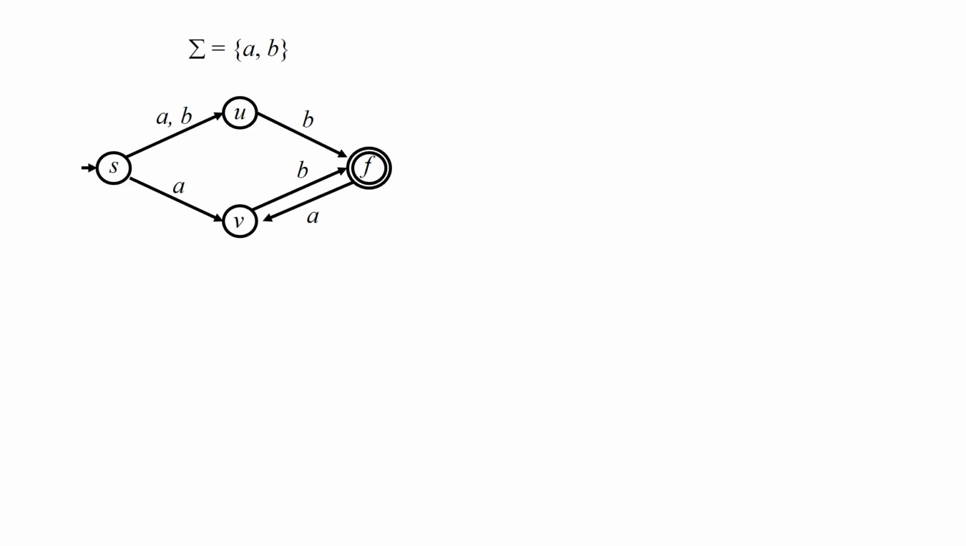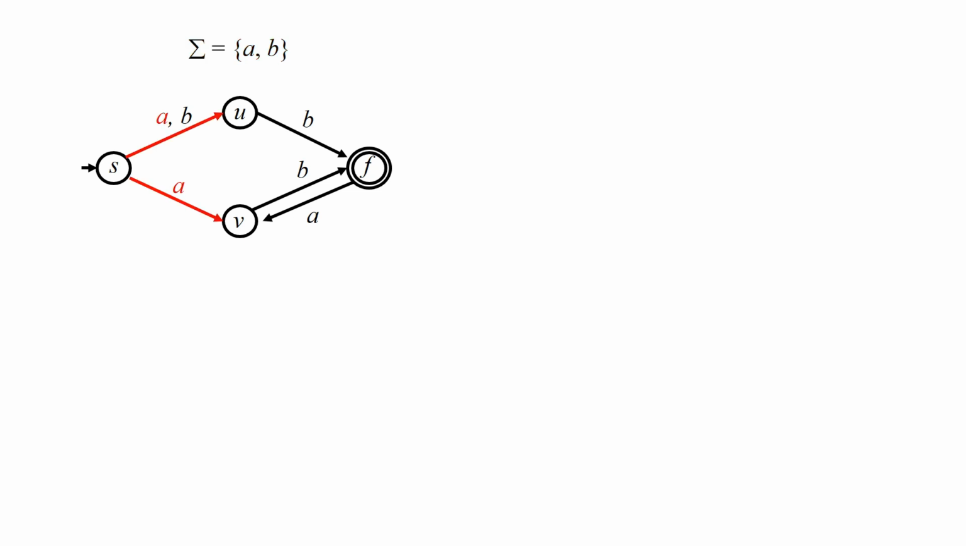Example 1. Consider this transition graph. It has 4 states, with the start state S, the final state F, and 2 other non-final states U and V. The alphabet consists of the symbols A and B. It is a non-deterministic finite automaton or acceptor.